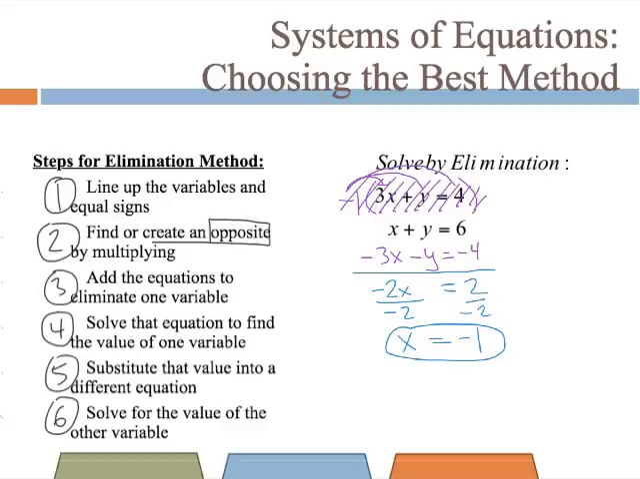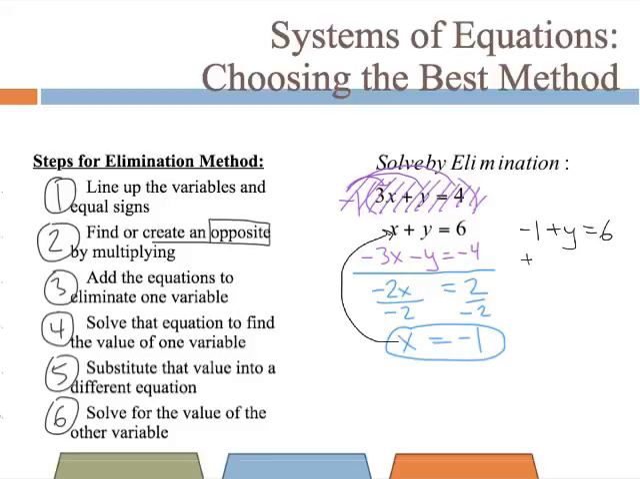Like in the substitution method, once we have one of our letters, we should plug this in somewhere. We could go back to our original equation and plug it in there. We could plug it into this equation. We could plug it into this equation. It doesn't really matter. I'm going to pick that one in the middle because I think that's the simplest of all of them. So I'm going to take this x and plug it in here for this x. That gives me -1 plus y equals 6.